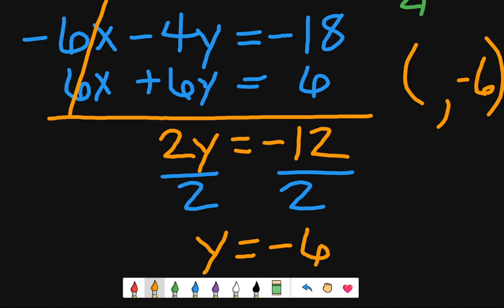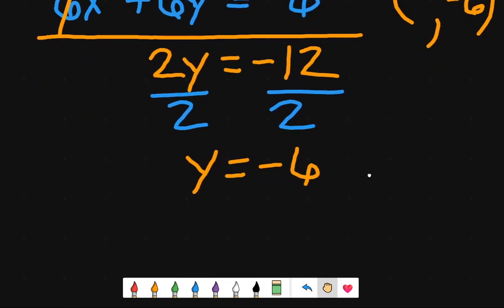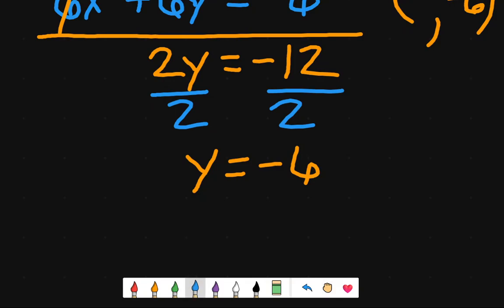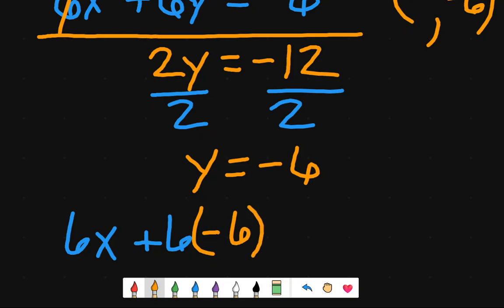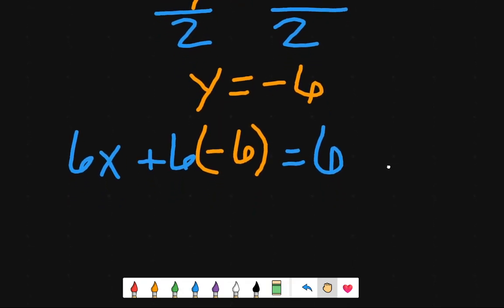6x plus 6y equals 6. And we're going to actually substitute. That means to put in place of. We're going to substitute negative 6 in for y. So now let's do that. We have 6x plus 6y is equal to 6. So here we go. 6x plus 6 times negative 6, because y is equal to negative 6, and that will be equal to 6.